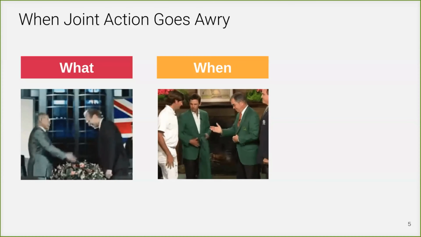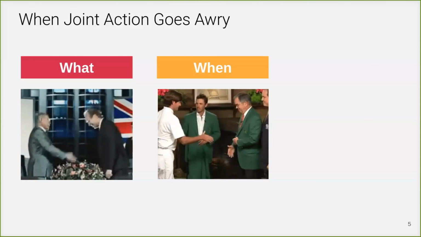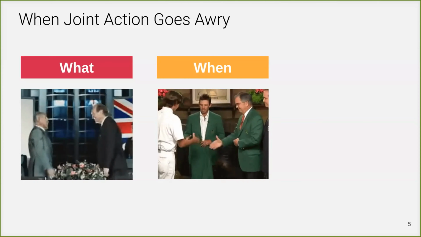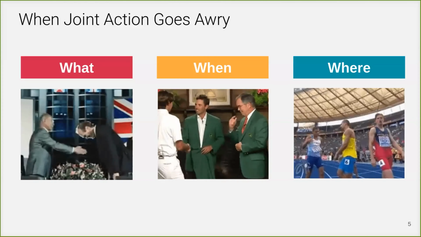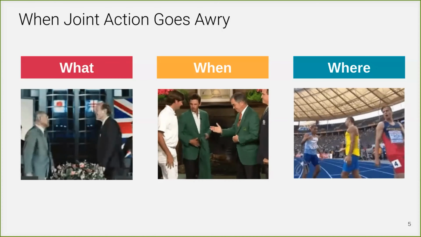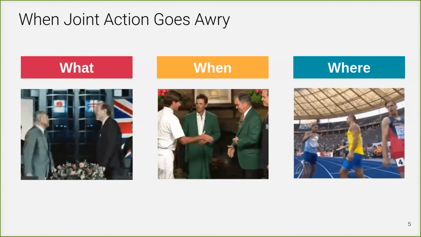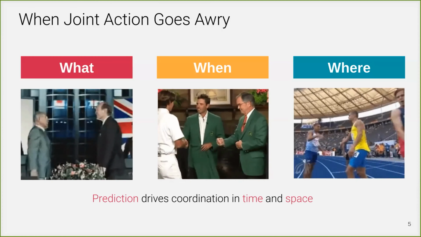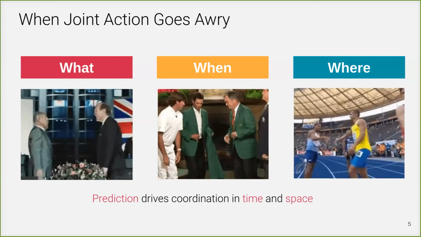I think many of us have experienced this, where the timing between us and the interaction partner is slightly off. So it's not only about anticipating the right thing, it's also about anticipating when this joint action is going to occur. And finally, it's also important to align the actions in space. In this case, there was supposed to be a handshake, and it didn't work out because they never really met. So ultimately, we can conclude that prediction drives coordination in time and space and is a critical ingredient for joint action.